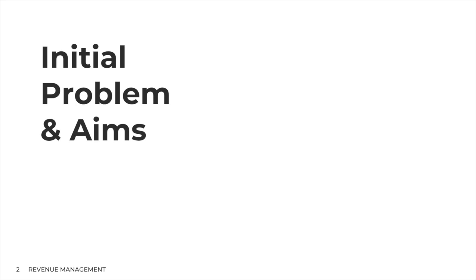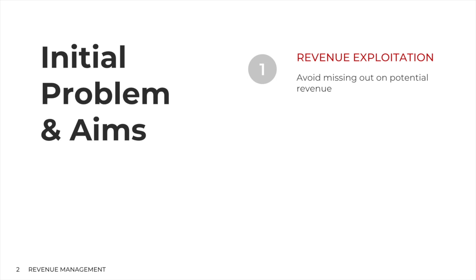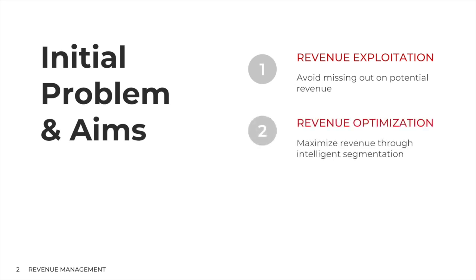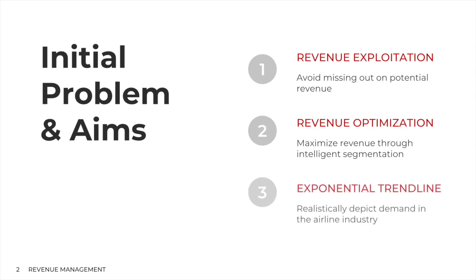So, what are the initial problems and aims of this video? Firstly, we would like to look at how we can exploit revenue. Industries that are subject to revenue management deal with the fact that if a service or product is not sold on that exact day, the revenue is lost forever, and this should of course be avoided. Secondly, we want to optimize revenue, which aims to outline how the airline industry can effectively maximize their revenue through intelligent segmentation. Lastly, we want to answer the question of how we can more realistically depict demand in the airline market. This video aims to show you a realistic inverse demand curve and show you how you can derive and set up an exponential demand curve.